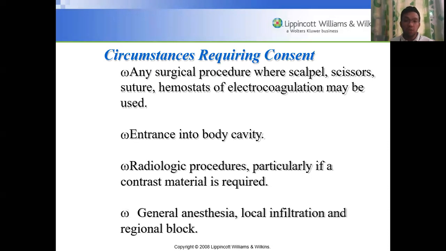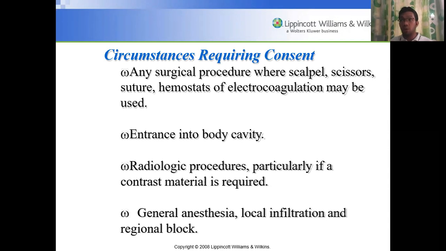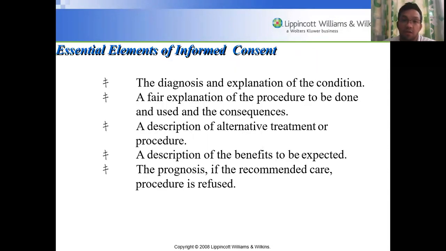Minor procedures. Radiologic procedures as well, particularly if a contrast material is required, such as those angiography, the several types of angiography, or general anesthesia, local infiltration, and regional block is going to be done. This needs informed consent as well. So the essential elements of informed consent are the following. First is the diagnosis and explanation of the condition. So let's say, for example, the patient has cancer, it should be explained there. And a fair explanation of the procedure that is going to be done, whether it's an ectomy, a repair, and whatsoever.